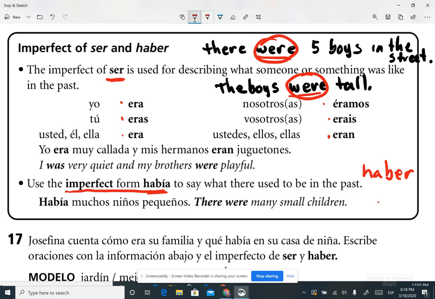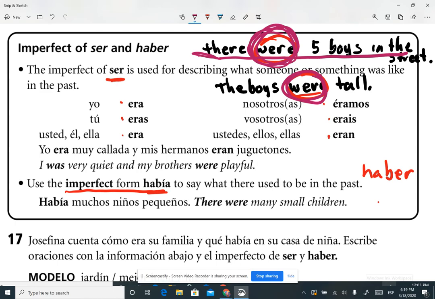In this first situation, for example, there were 5 boys. We're just saying there existed 5 boys. They were there, they were in the street. That's what was happening, right? Whereas in this situation, we're describing that the boys were tall. We're describing what they were like. We're describing them as people. So one's just saying what there was, one is saying what they were like. And that's the difference between these two.